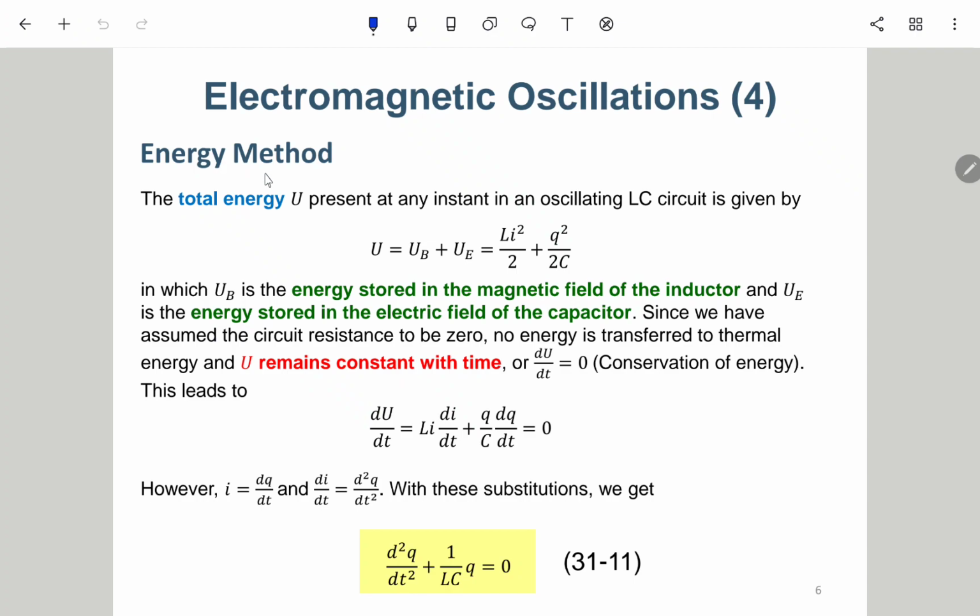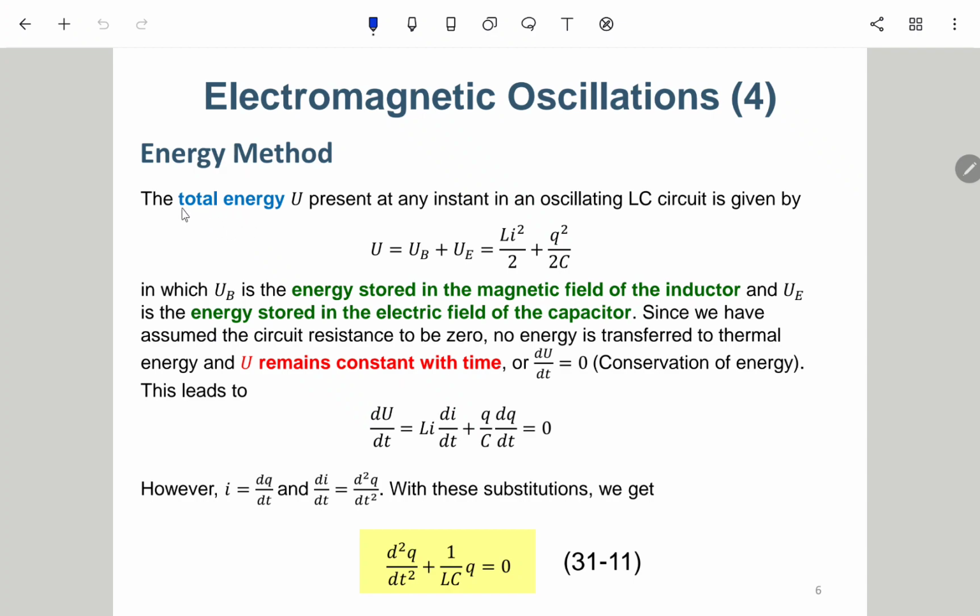Although I should say that when I learned circuit theory in my bachelor study, I did not read this energy method. But when I teach this, I feel that this method is quite interesting. So, I think we can take a look at it.